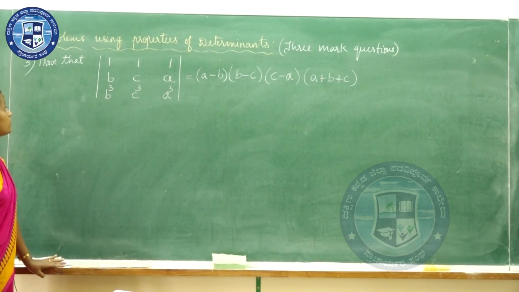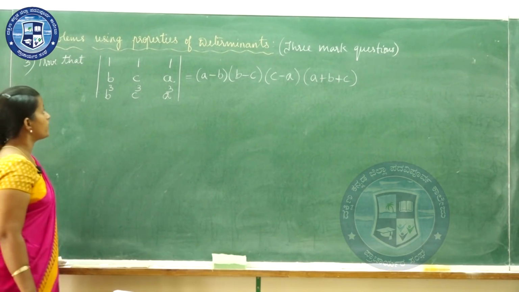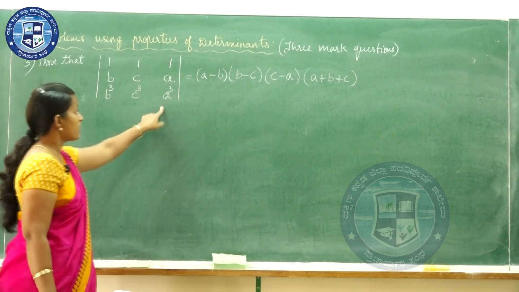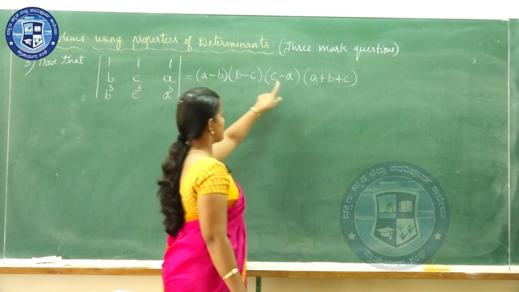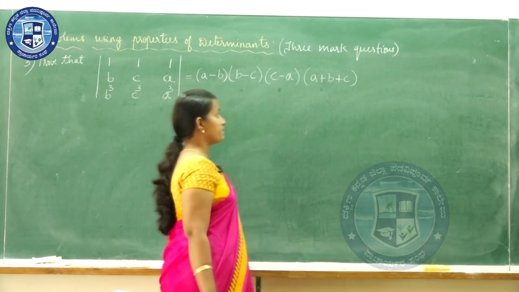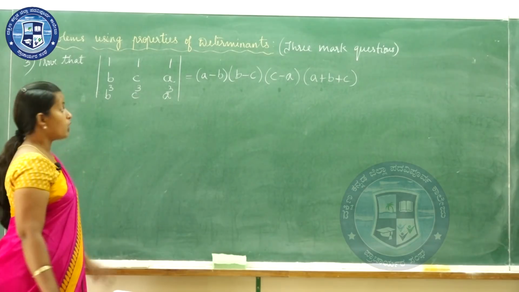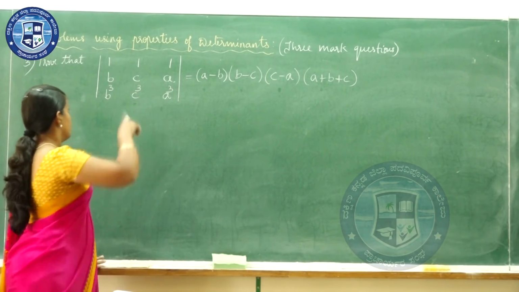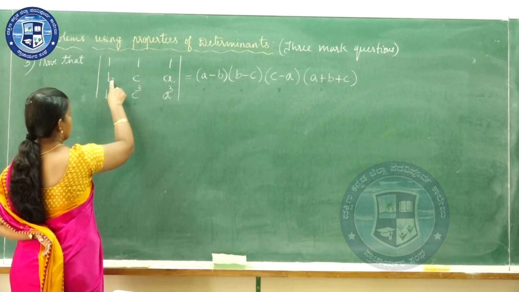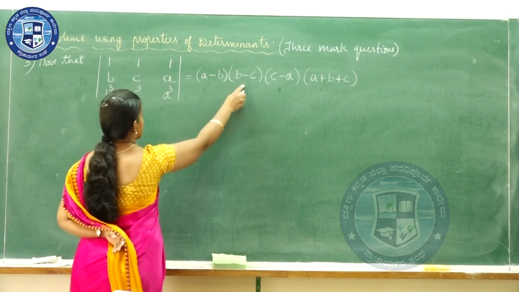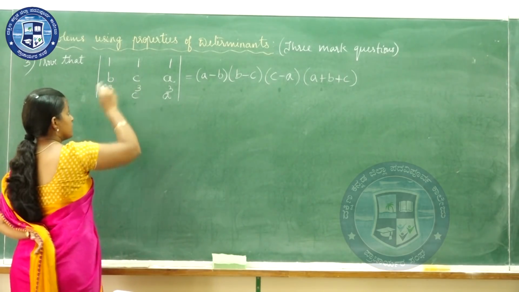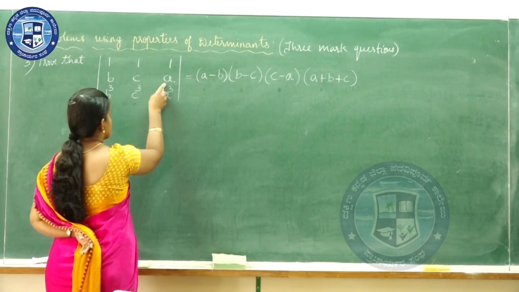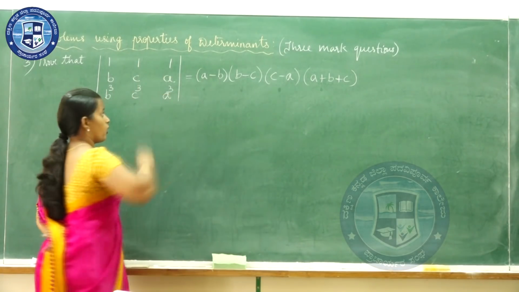Third problem, prove that determinant 1, 1, 1, B, C, A, B cube, C cube, A cube equals (A minus B)(B minus C)(C minus A) into (A plus B plus C). So again, how to choose row or column? See the RHS and decide. Observe this here, it is easy to see now. B is there, C is there, we want B minus C. So column 1 minus column 2. We want C minus A, C is here, A is here. So column 2 minus column 3.